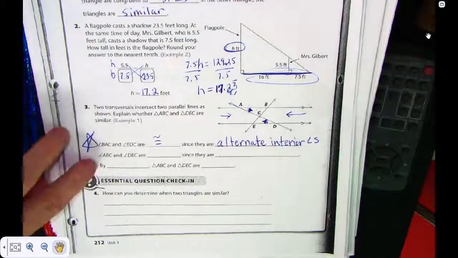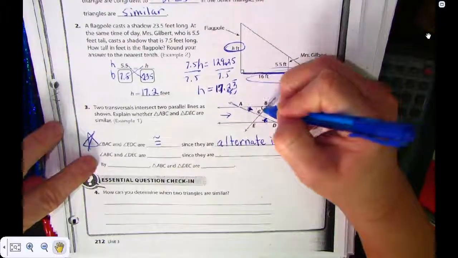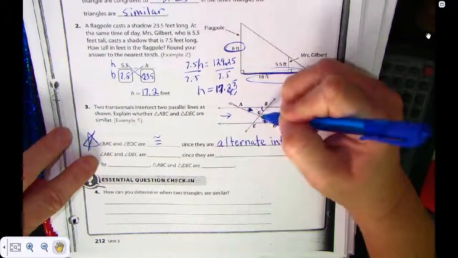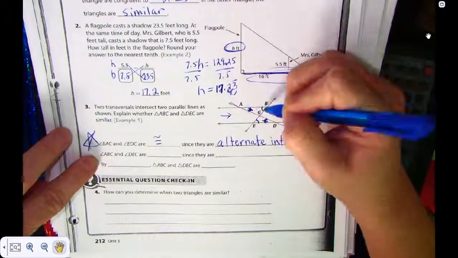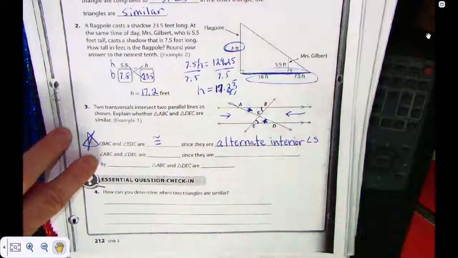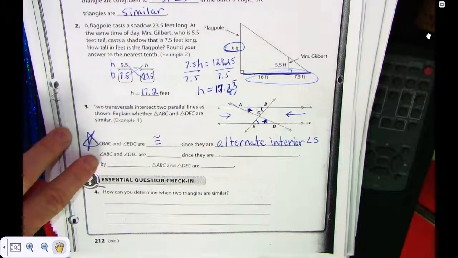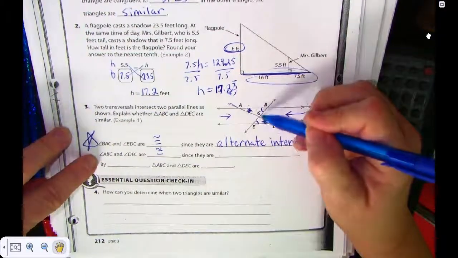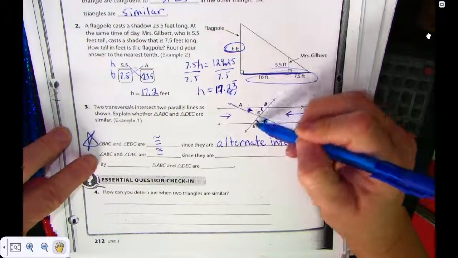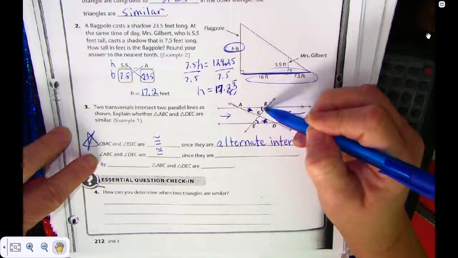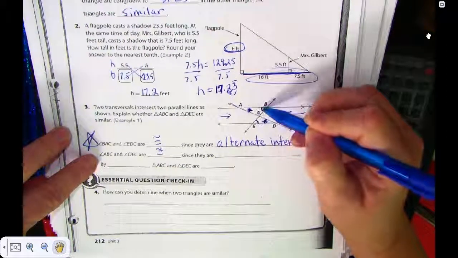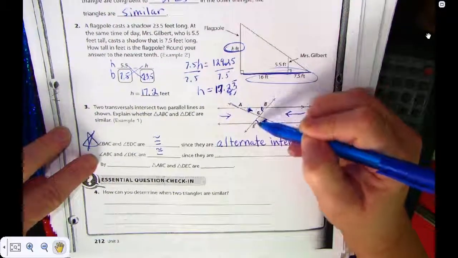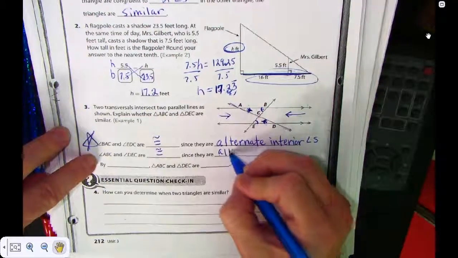Now let's see if we can find another one. ABC, this one, and angle DEC, right here. We're trying to prove that that and that are congruent. Are they? Yes. Why? The vertical. No, they're not vertical. This and this are vertical. Those aren't vertical, are they? No, they're not right across from each other. They're on the inside of the parallel lines. And what? Alternate interior angles again.